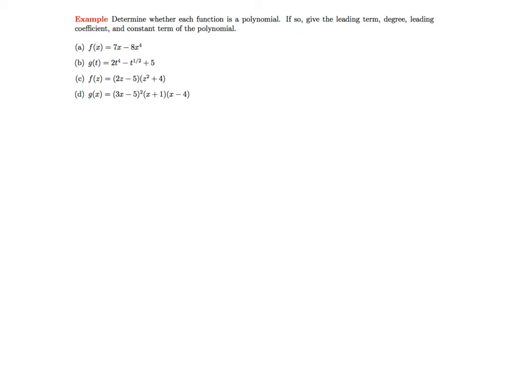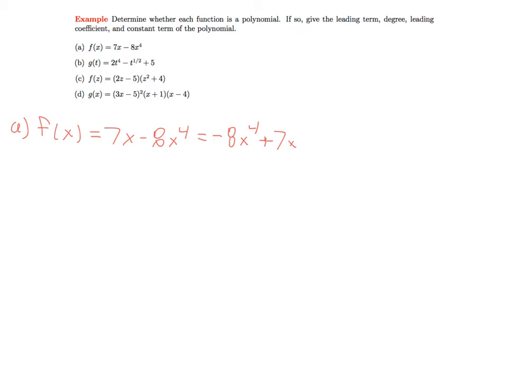So let's start with A, where we've got a function f of x, which is equal to 7x minus 8x to the fourth. When we say leading term, this doesn't mean the term that comes first. It means the term that has the highest power of x. And if it's not given in this form, we should rearrange it so that the powers of x are in decreasing order. So I start with the largest one.